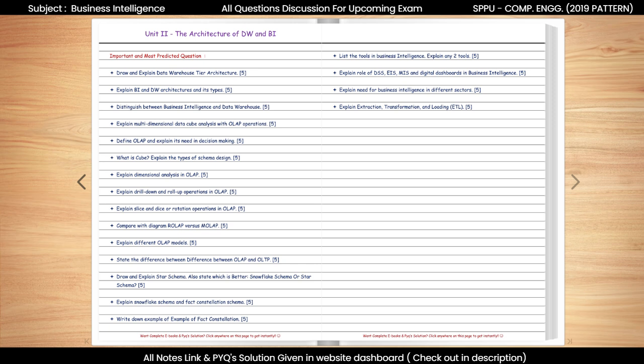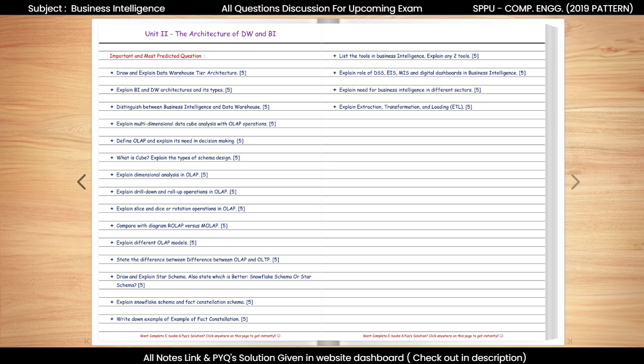We begin with the question, draw and explain data warehouse tier architecture. A data warehouse tier architecture explains how data flows from source systems to end users. If I explain the diagram in words, imagine at the bottom there are different data sources such as operational databases and external files. These sources send data to the next layer where extraction, transformation, and loading happens, which cleans and converts data. After that, the data is stored in a central data warehouse.